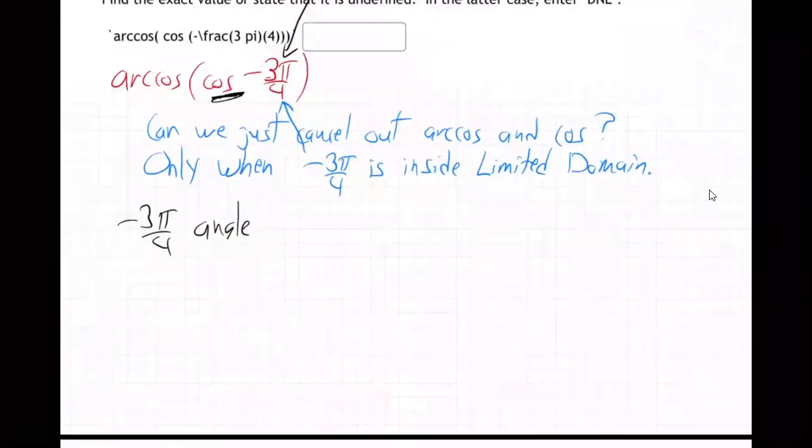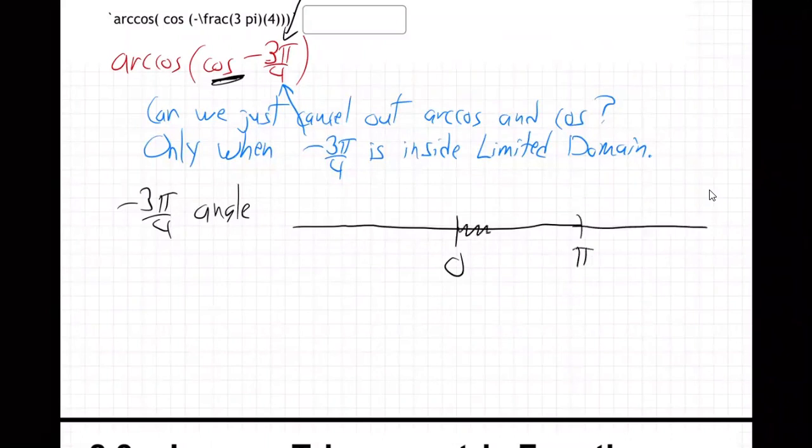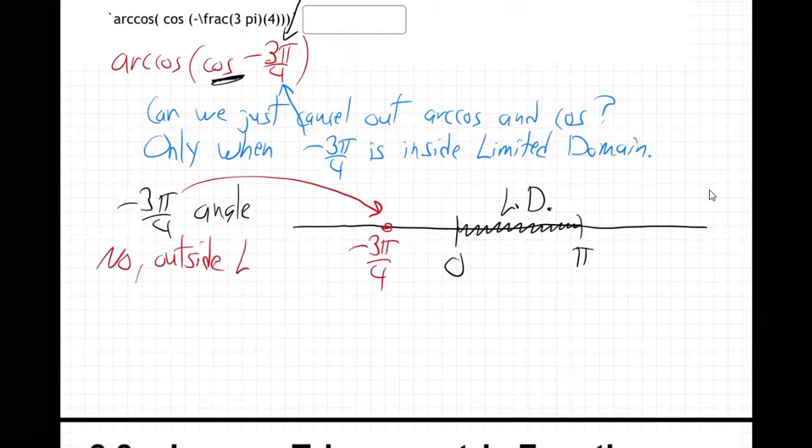So let's go back to him. So the limited domain then is going to go like 0 to pi. So here's the LD, the limited domain. So where's negative 3 pi over 4? Well, he's about right here. He's not in there. So no, he's outside of the LD. He's outside. So what does that mean? That means we can't just cancel these guys out and say the answer is just simply negative 3 pi over 4. It's not that simple.